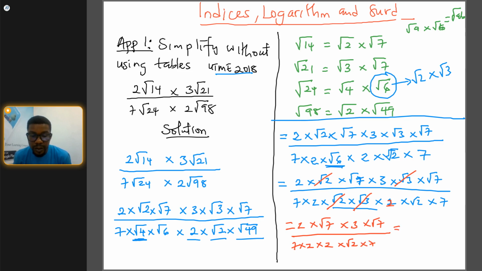So when you simplify this, 2 times 3 will give us 6. And root 7 times root 7 is going to be 7. Over here we are going to have 7 times 7, that is 49, but let's just write it as 7 times 7, multiplied by 2 times 2, that is 4, multiplied by root 2. So here also, 7 will cancel out 7. So we are left with a particular value. Let's write it here.